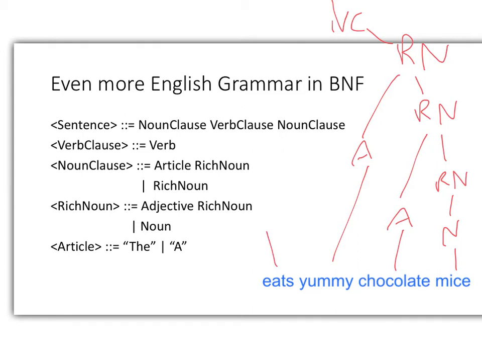So eats is your verb clause. We had the initial noun clause, which was, the fat cat, etc. So we say our first noun clause, eats, and then our yummy chocolate mice.